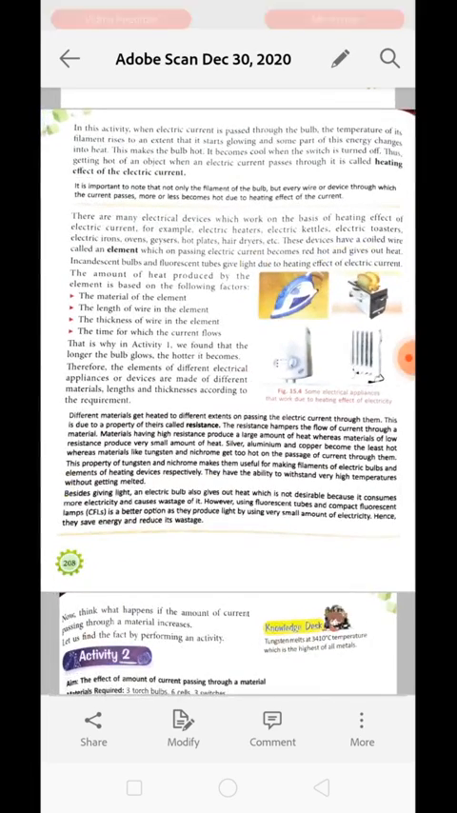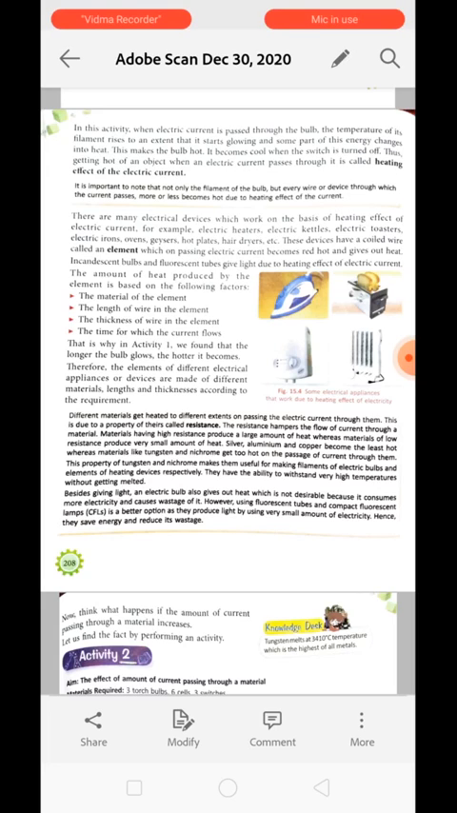Okay, the bulb glows due to the heating of tungsten. Tungsten is a material which produces a large amount of heat when current passes through it. The property of tungsten and nichrome makes them useful for making the filament of an electric bulb and the electric element of heating devices respectively. They have the ability to withstand a high temperature without melting.